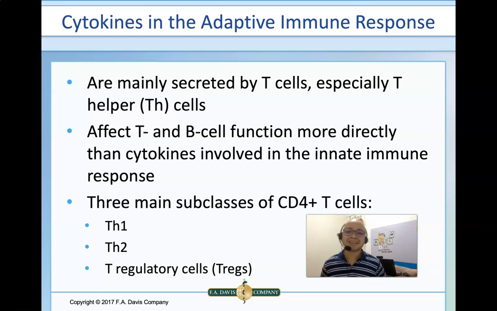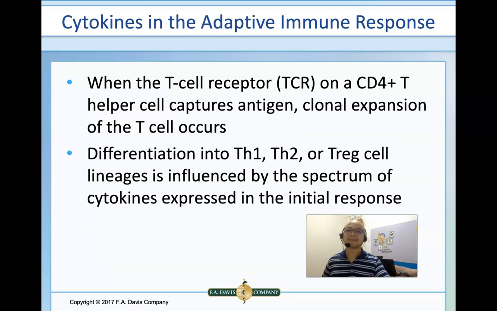So there are actually three main subclasses of CD4 T positive cells. These are the Th1, Th2, and the Tregs, or the T regulatory cells. So let's talk about these in detail. So remember that when the T cell receptor, or the TCR, found on the surface of CD4 or the T helper cell captures an antigen, that particular T cell will undergo clonal expansion.